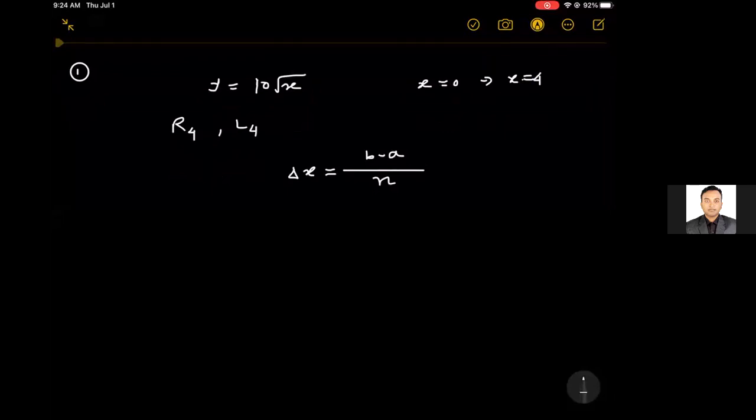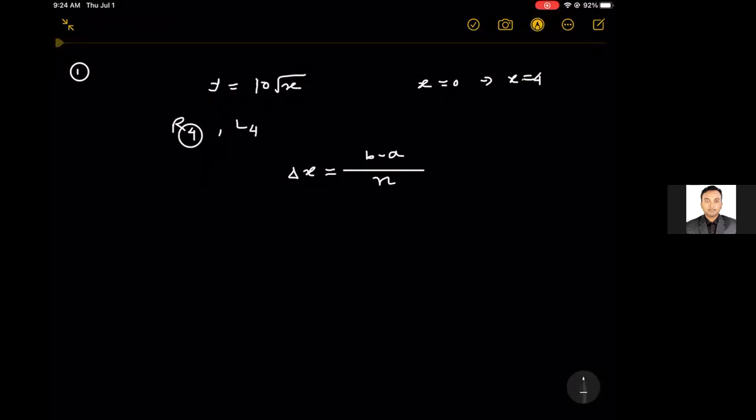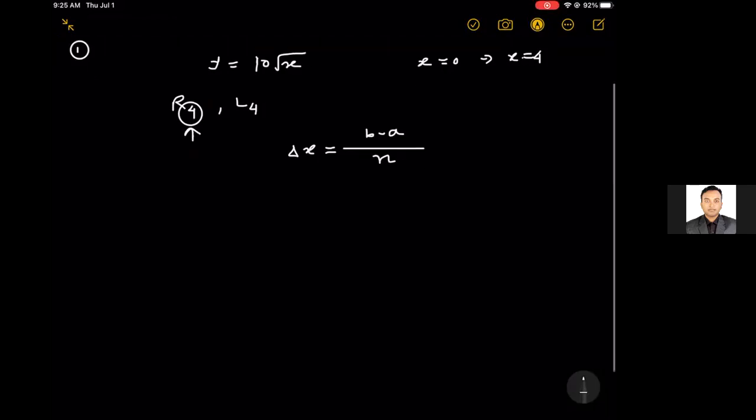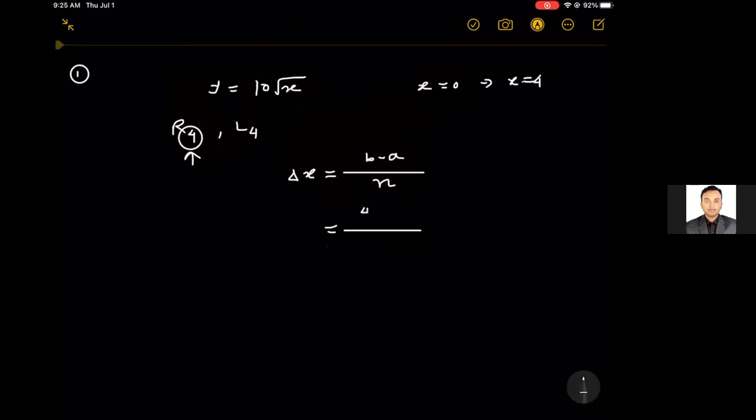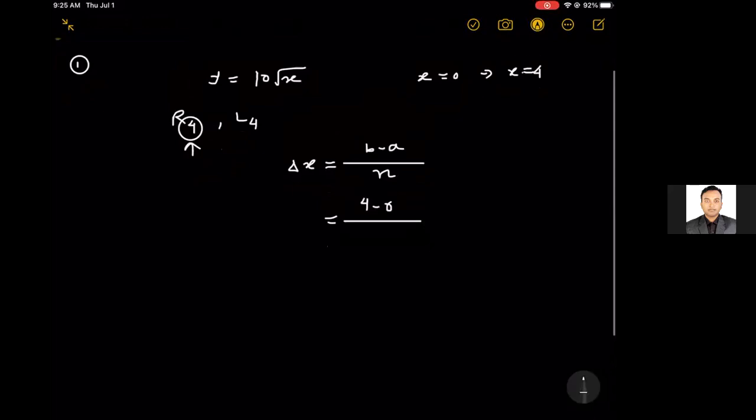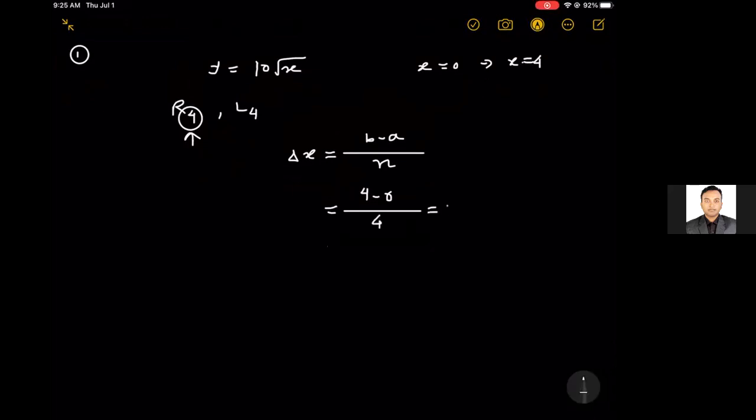So since your question says R4, that's the hint you have. It didn't say anything directly about how many subintervals you need, but this R4 is significant enough. It says that n is 4. Okay, so if we now find it, b is 4, a is 0, and n is 4. So length of each of the subintervals would be 1.